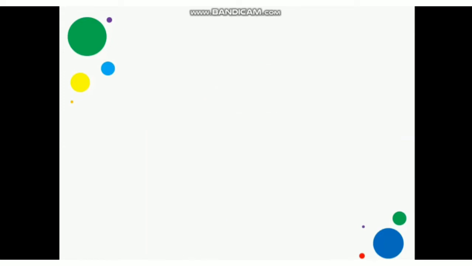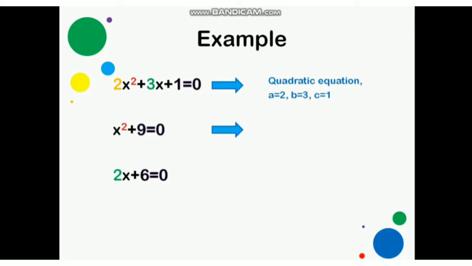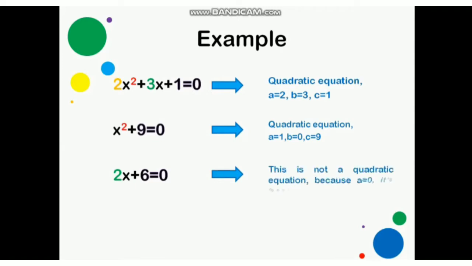The examples of quadratic equation: first, 2x squared plus 3x plus 1 equal to 0. This is a quadratic equation because a is 2, b is 3, and c is 1. x squared plus 9 equal to 0 is also an example of quadratic equation. A is 1, b is 0, and c is 9.